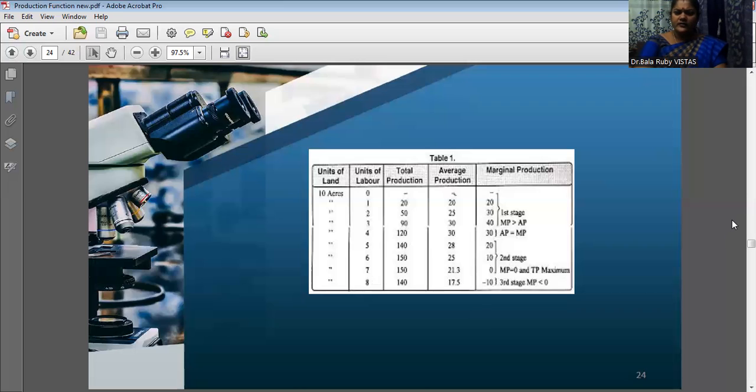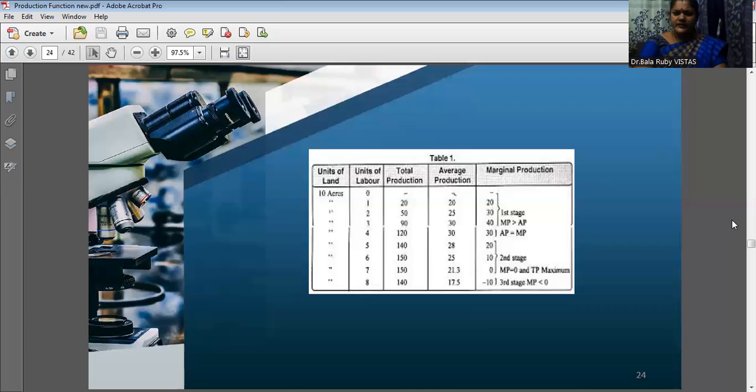Then if you see the last row, it declines from 150 to 140. So how much does it change? Whether it increases or decreases? It decreases. So 140 minus 150, that is equal to minus 10.